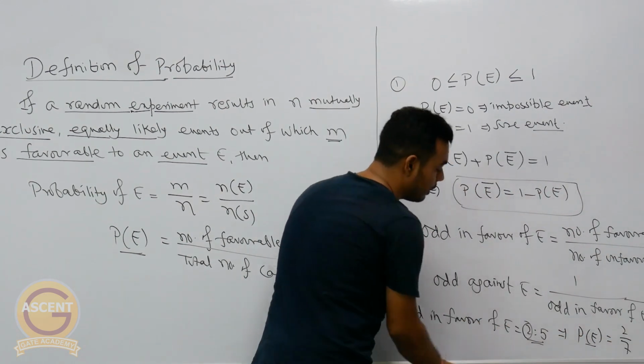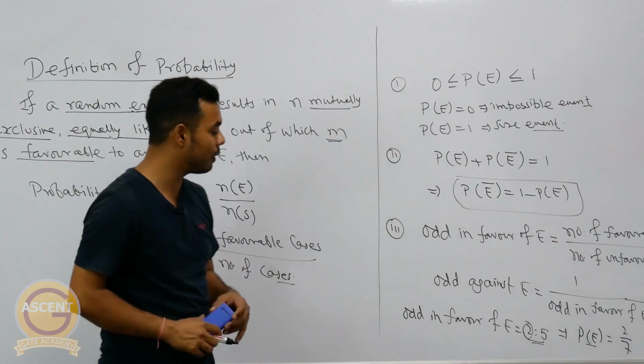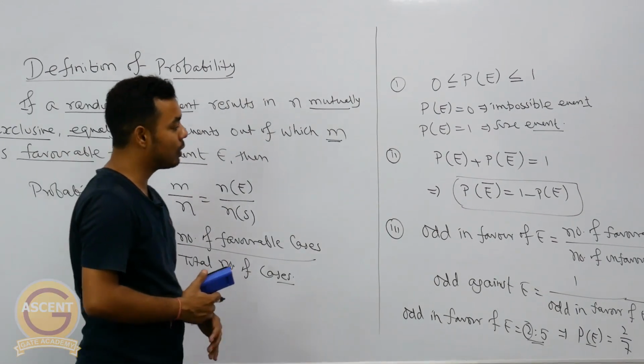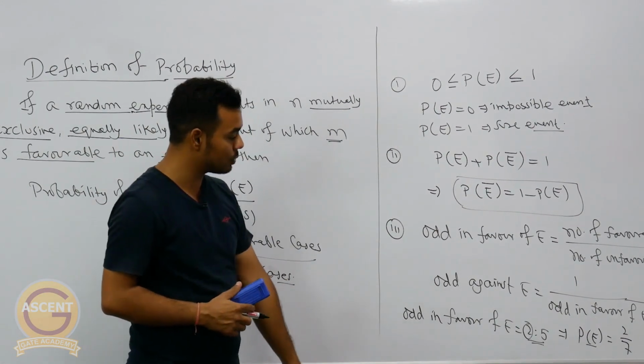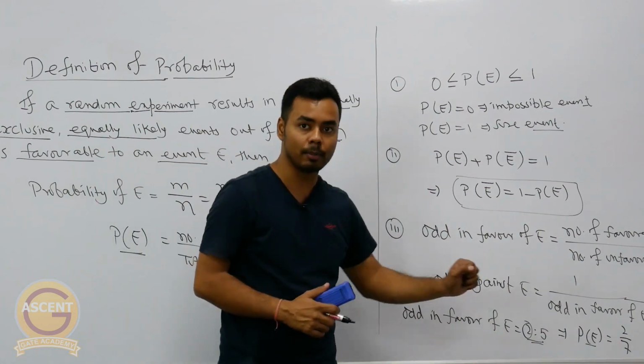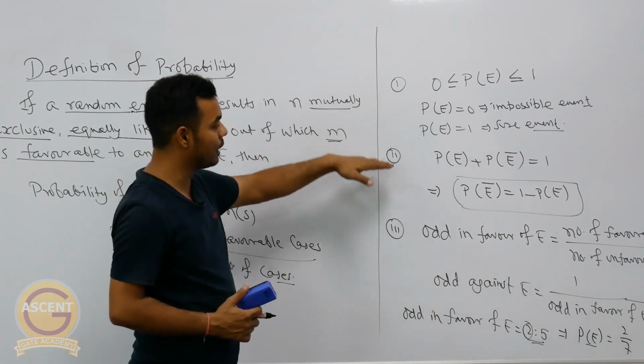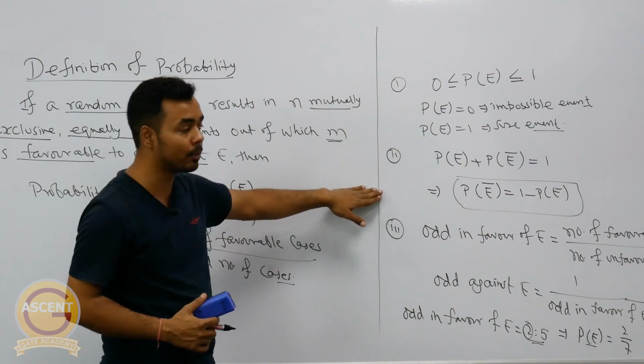2 is the number of favorable cases and 7 is the total number of cases. So once the odds in favor or odds against an event are given, you should know how to convert that in terms of probability. So these are the three basic points that you have to remember in case of probability.